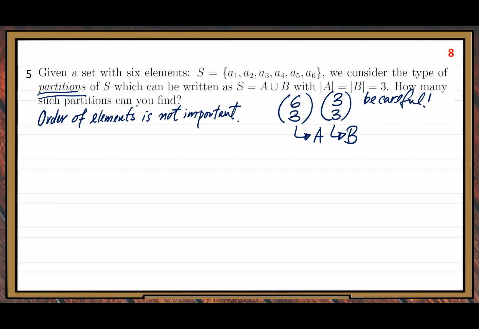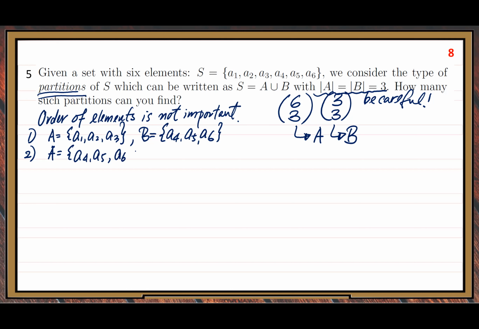Why? Because the cardinality of A and B are the same. Look at this example. If we have A equals A1, A2, A3, then automatically B has A4, A5, A6, right? That's the first case. Look at the second case. If A has A4, A5, A6, then B automatically has A1, A2, A3, right? Look at these two cases.